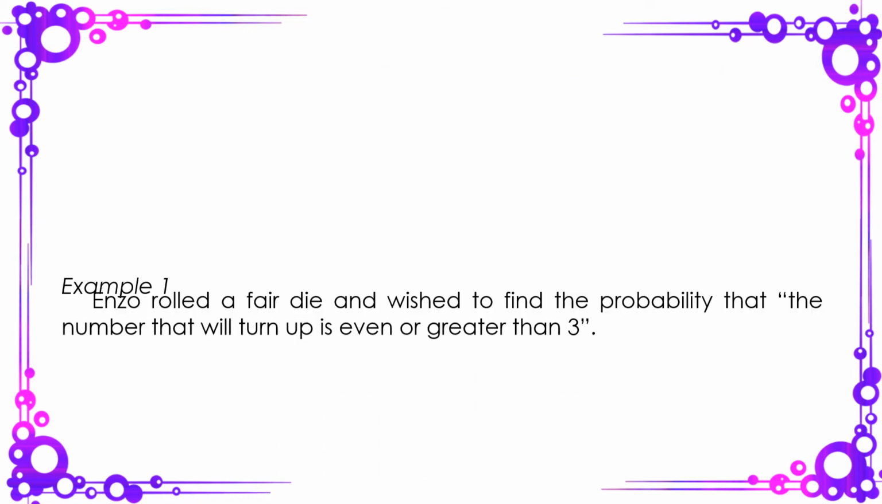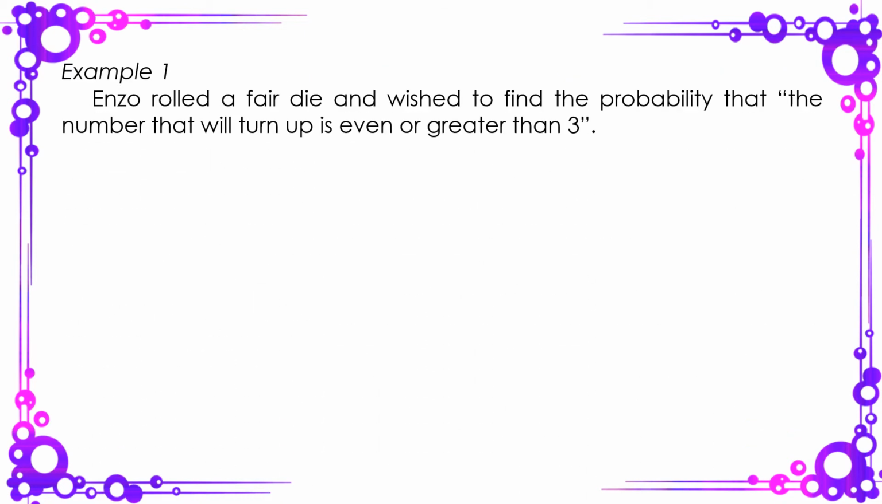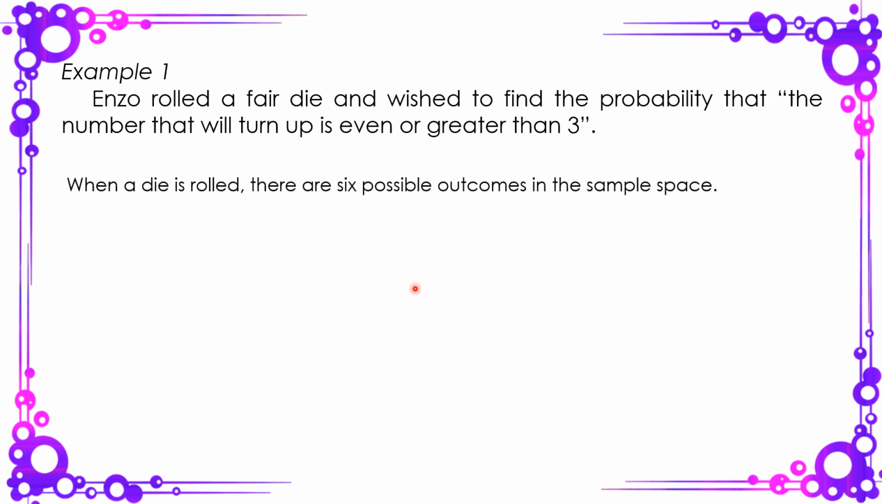Let's start with our example number 1. So here is our problem. Enzo rolled a die and wished to find the probability that the number that will turn up is even or greater than 3. When a die is rolled, there are 6 possible outcomes in the sample space. So here are the possible outcomes. So we have 1, 2, 3, 4, 5, and 6.